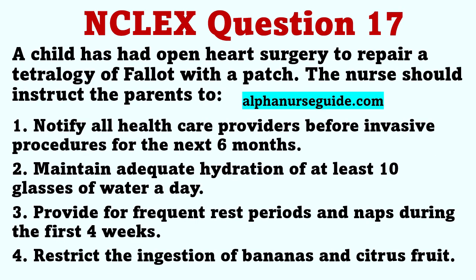A child has had open heart surgery to repair a tetralogy of Fallot with a patch. The nurse should instruct the parents to 1. Notify all healthcare providers before invasive procedures for the next 6 months. 2. Maintain adequate hydration of at least 10 glasses of water a day. 3. Provide for frequent rest periods and naps during the first 4 weeks. 4. Restrict the ingestion of bananas and citrus fruit.